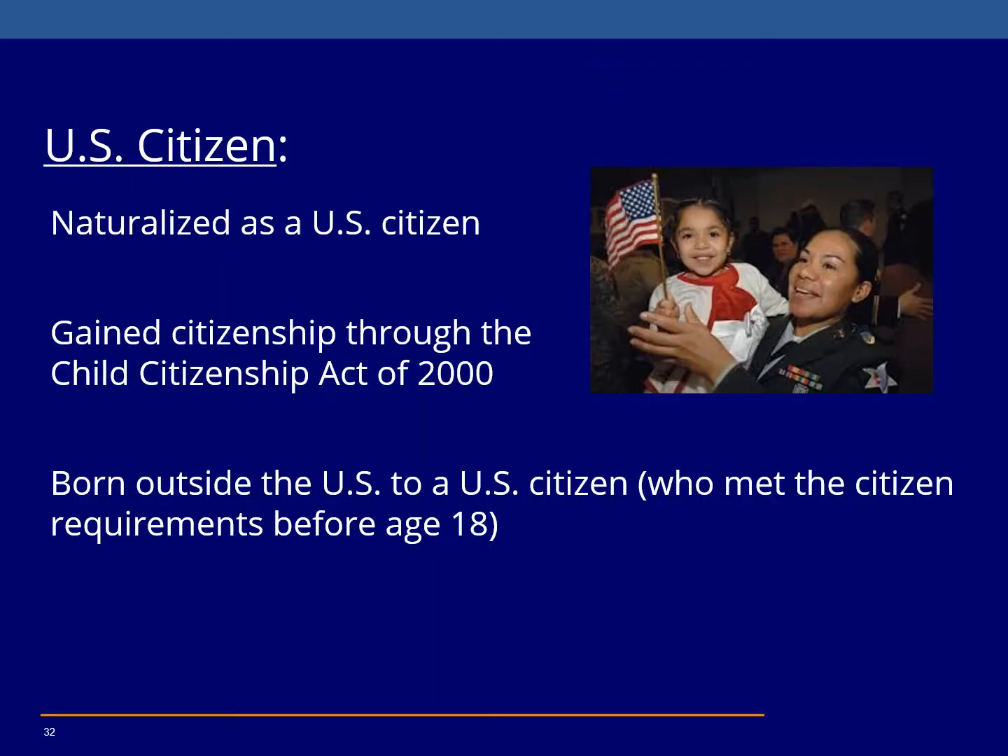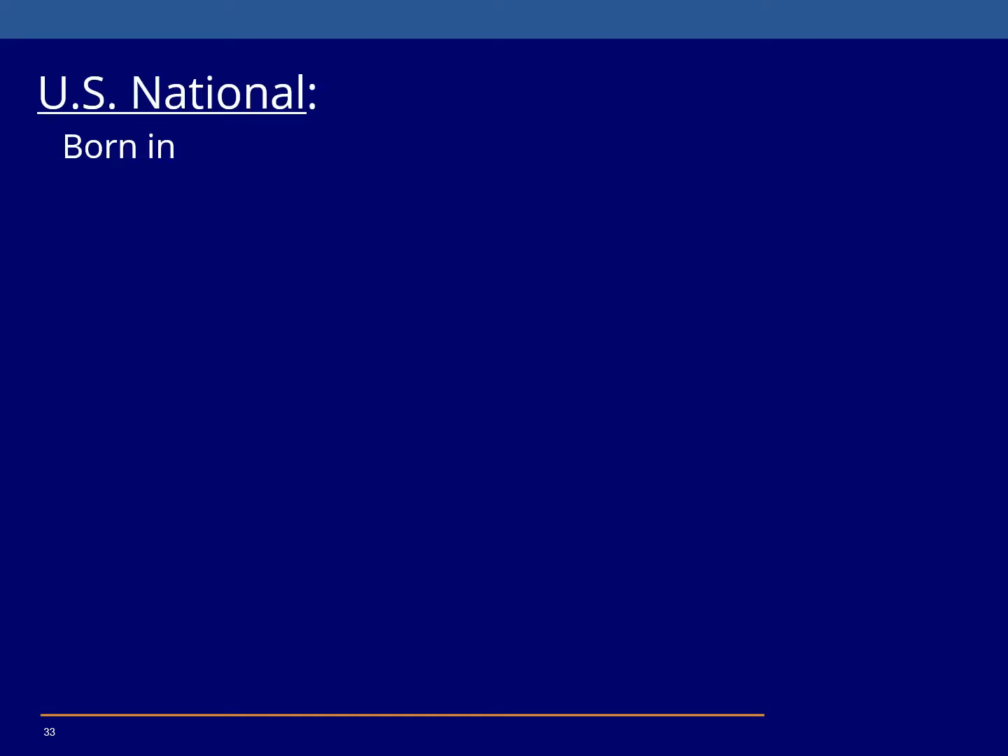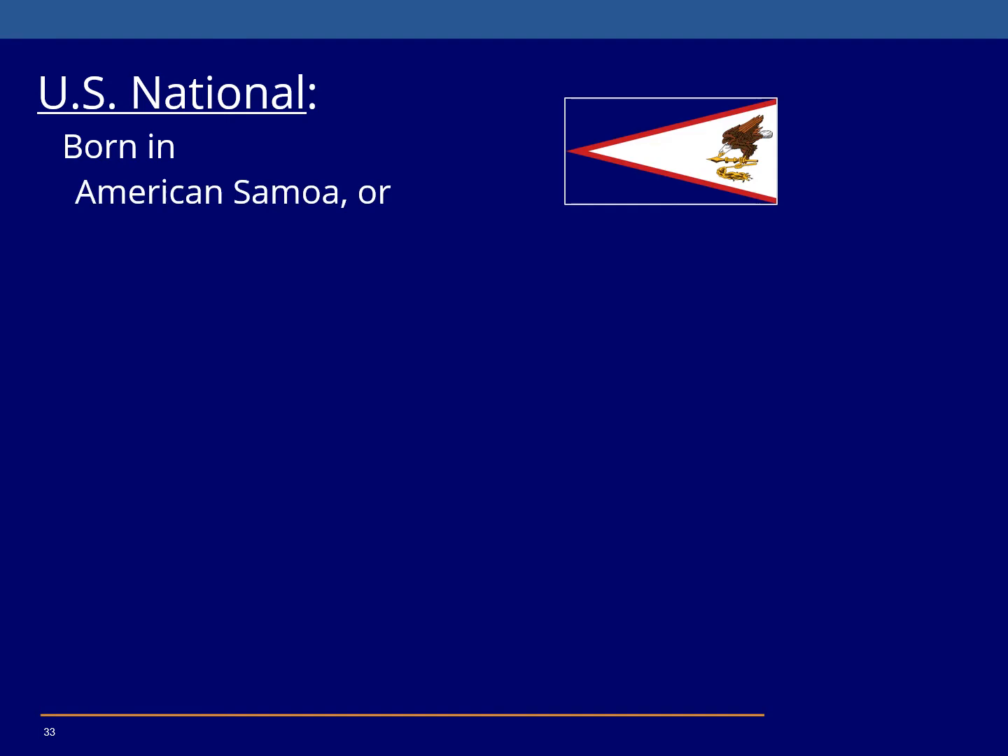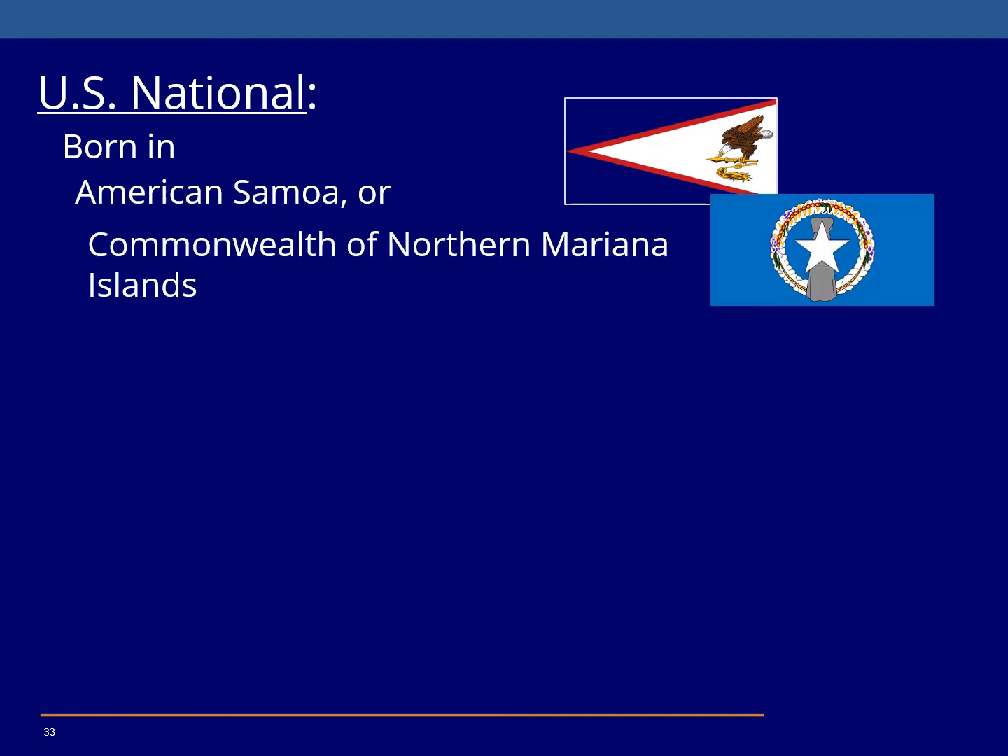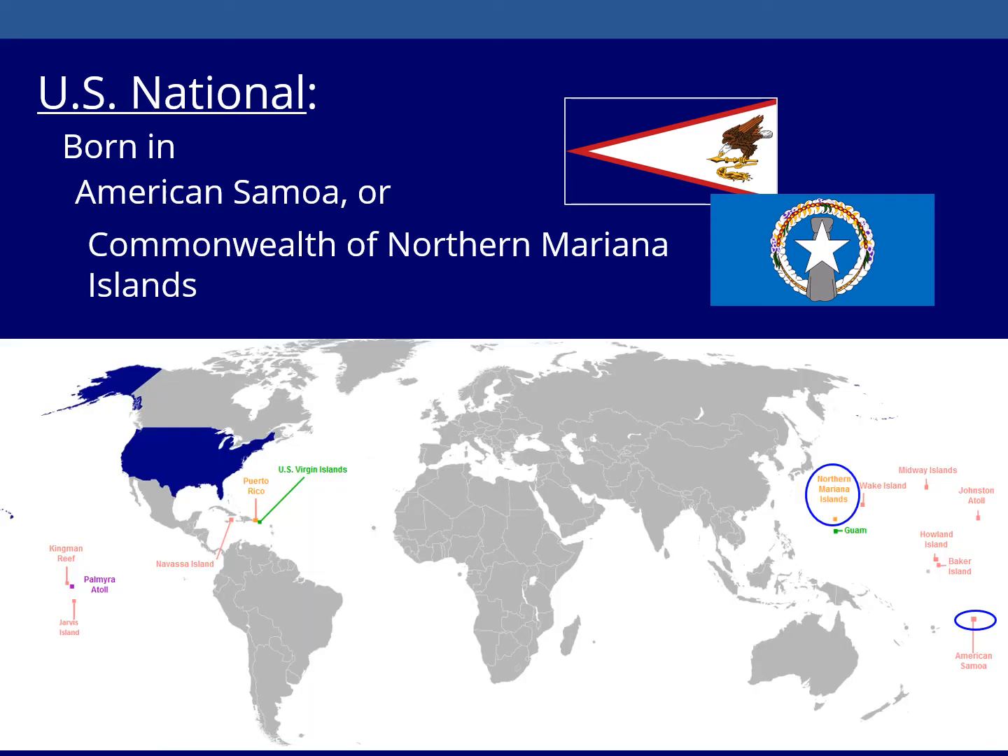A person is also a U.S. citizen if they've been naturalized or gained citizenship through the Child Citizenship Act of 2000, or if they were born outside the U.S. to a U.S. citizen. A person is a U.S. national if they were born in the American Samoa or Commonwealth of Northern Mariana Islands, which are circled in blue.